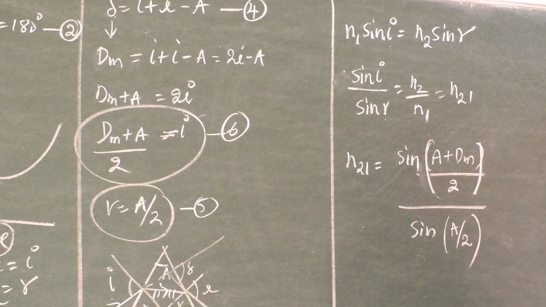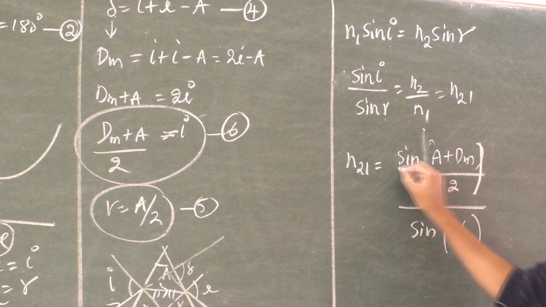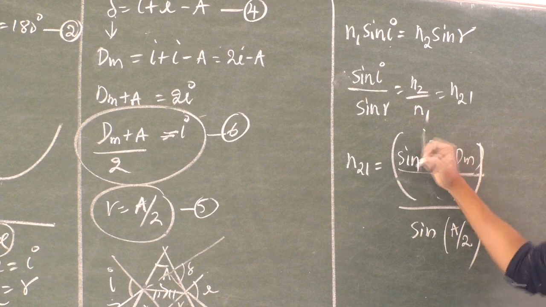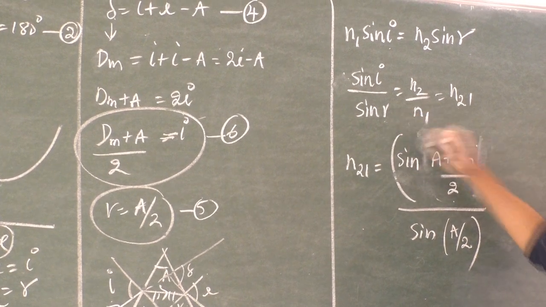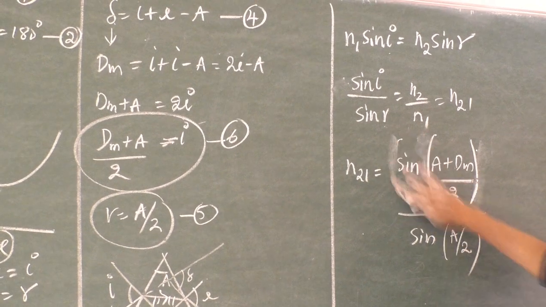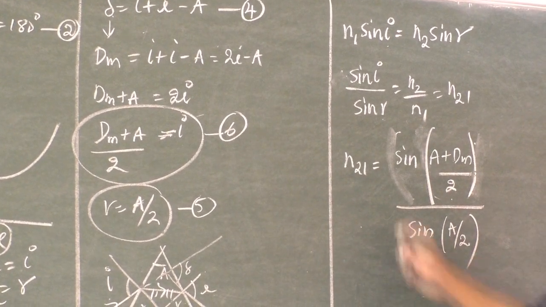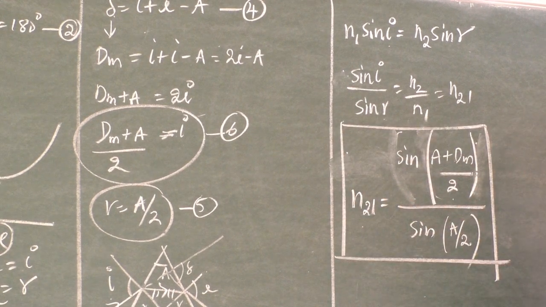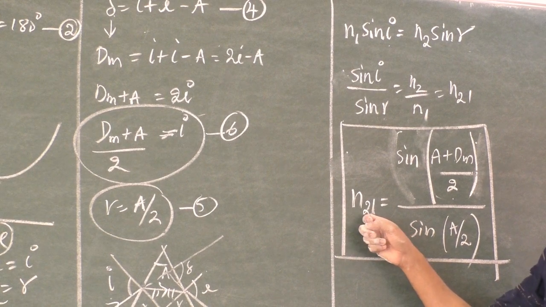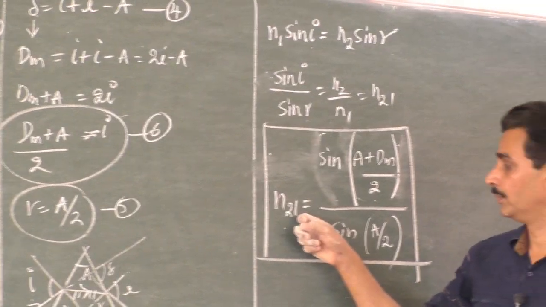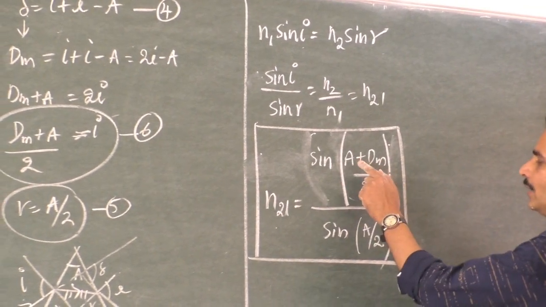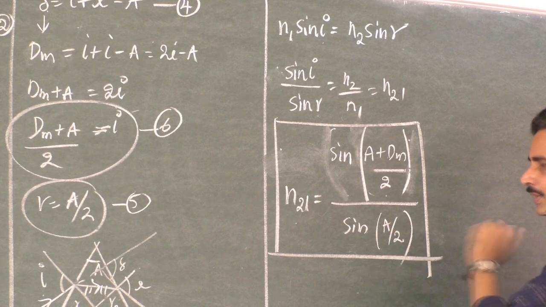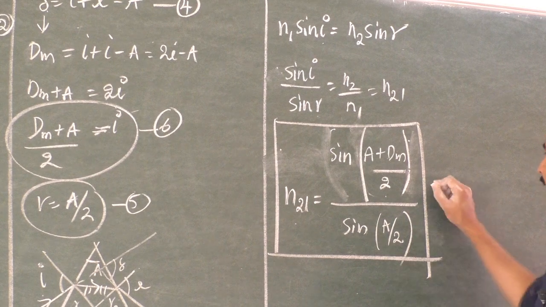While writing this, it should be very important. It is not sine A plus dm by 2. It is not like this. You are not dividing sine theta by 2. It is sine of theta by 2. It is sine of A plus dm by 2, and sine of A by 2. Okay? So this is the derivation that you are expecting. So the refractive index of the prism with respect to the surrounding medium is equal to sine of the angle of the prism plus angle of minimum deviation by 2, divided by sine of the angle of the prism by 2. So sine of A plus dm by 2 by sine of A by 2.